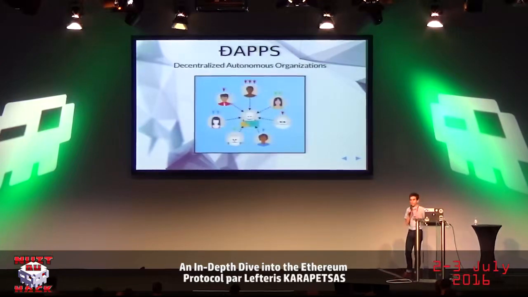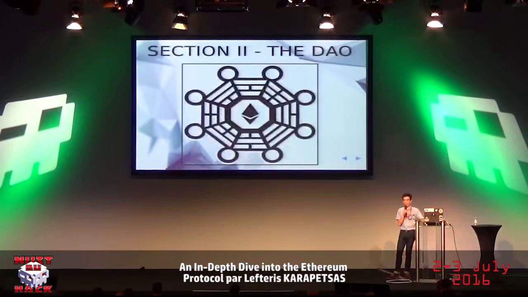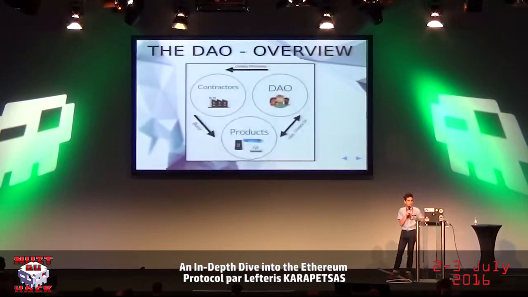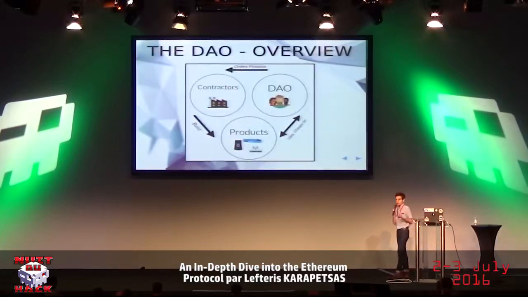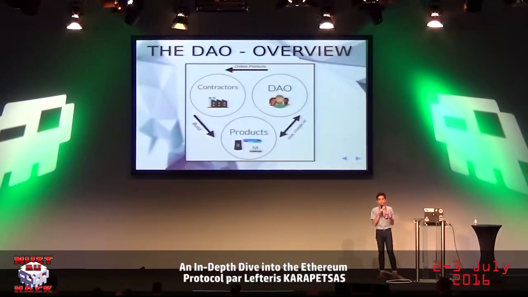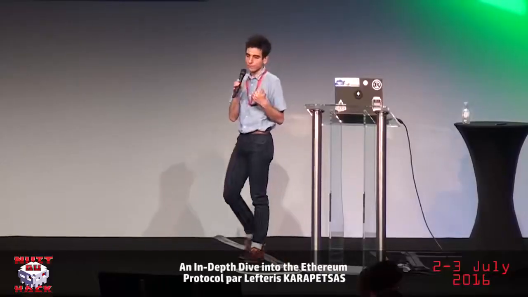And of course, another kind of dApp is what we're going to talk about in the next section, which is the decentralized autonomous organizations. So from here on, we're going to talk about the DAO. So what is the DAO? The DAO is a decentralized autonomous organization, so a smart contract that lives in the Ethereum blockchain. Its purpose is to create value for its members, for its token holders.